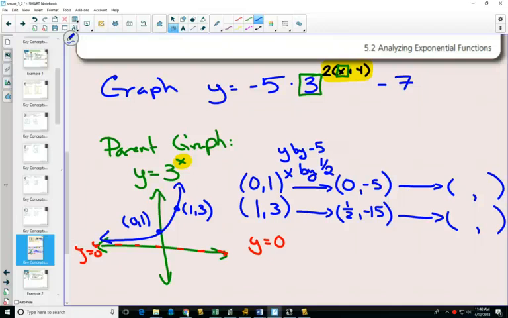So with that 4 is going to mean that we're going to go 4 to the left. And the -7, that's telling us that we're going to go 7 down. So now we can take our point, 4 to the left, 7 down, 4 to the left, 7 down.